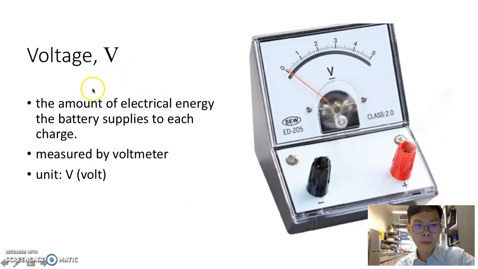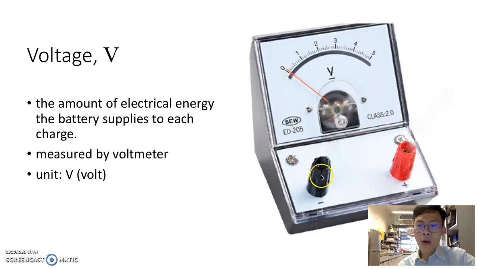Okay, and then for the voltage, we have the symbol V here, which is the amount of electrical energy the battery supplies to each charge. It is measured by a voltmeter, with the unit called volt. And once again, you can see this is the voltmeter. And how can you differentiate an ammeter from a voltmeter? You can also see the units here. The V stands for volts, the unit of voltage. And it also has the red and the black one, connected in the same way as the ammeter.